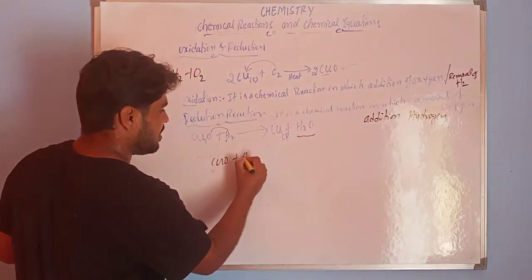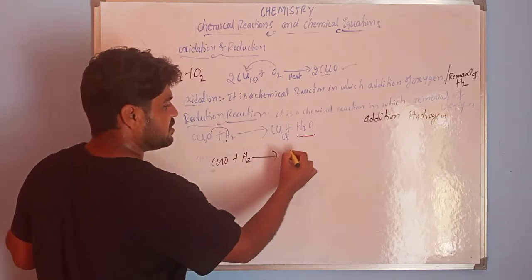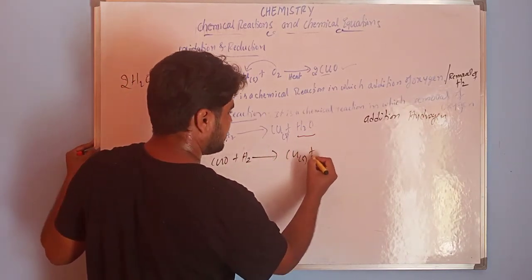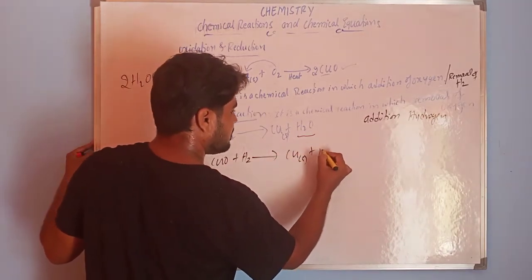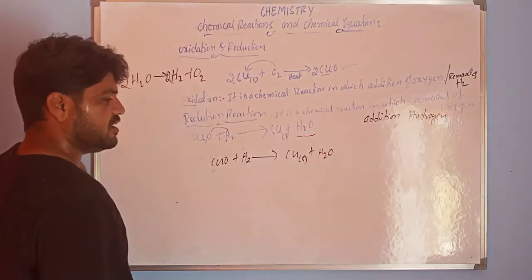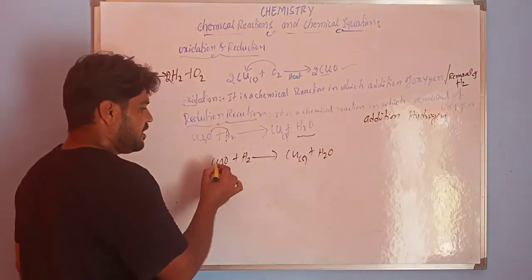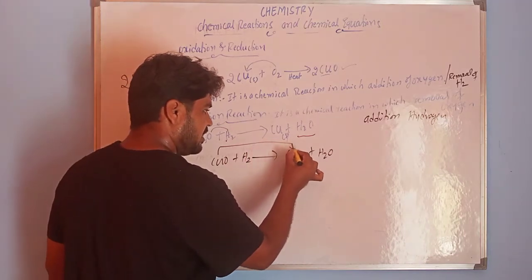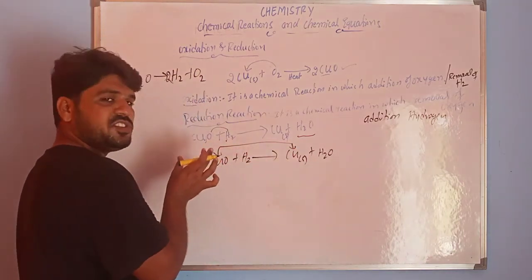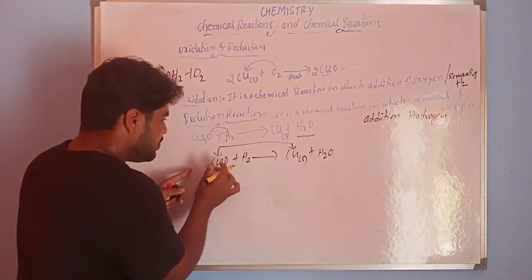CuO plus hydrogen gives Cu in solid state, and the byproduct is also water in this reaction. Carefully observe this reaction. From this CuO, oxygen is removed.